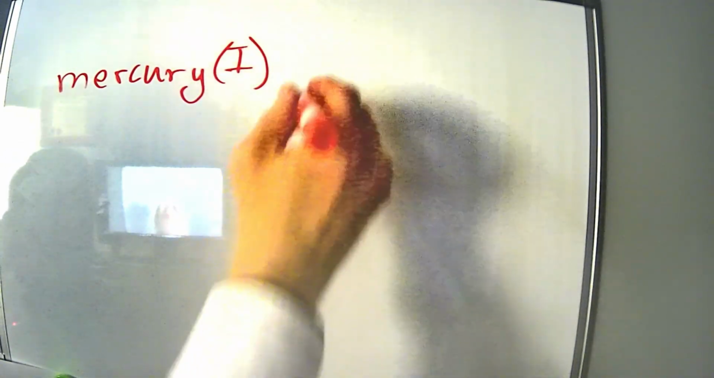Okay, one last example. This is going to be a little complicated. We're going to be using another one of our polyatomic ions with a positive charge, and it's mercury 1. And the compound is mercury 1 iodate.